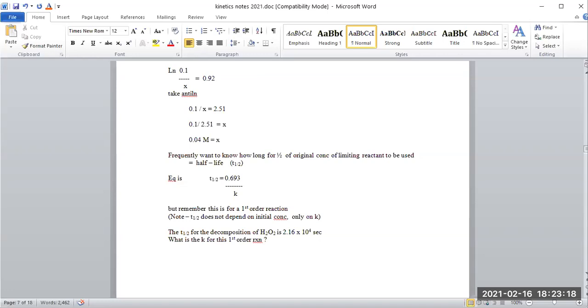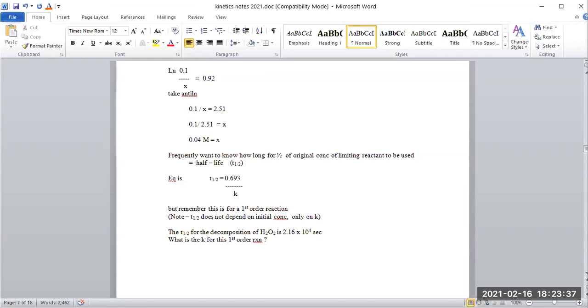So the same thing is actually true with reactants, in that half of your substance is gone for each aliquot, each chunk of time.